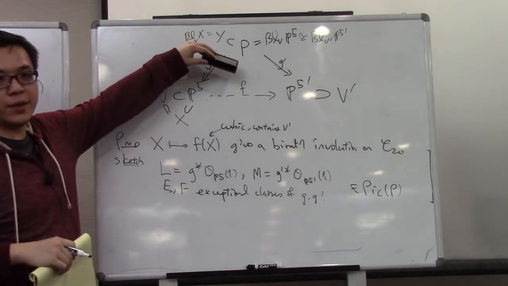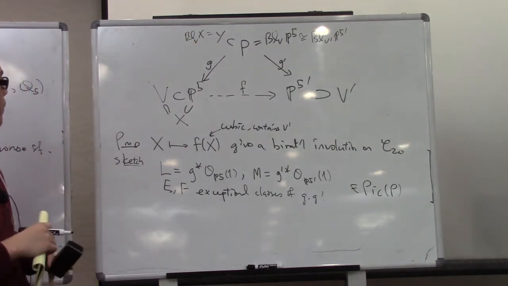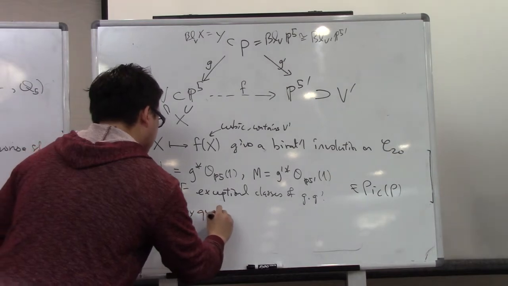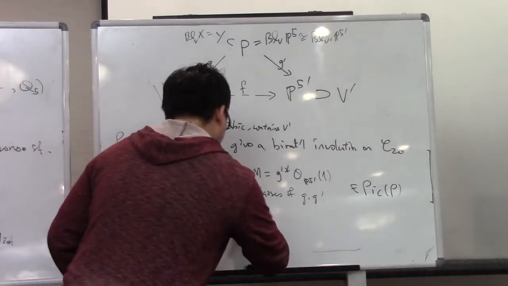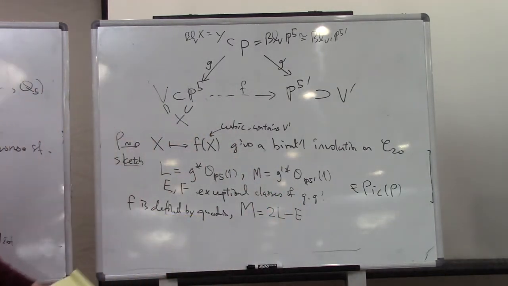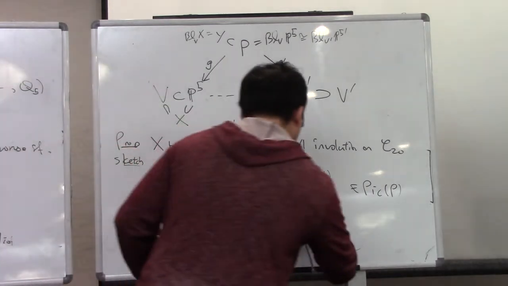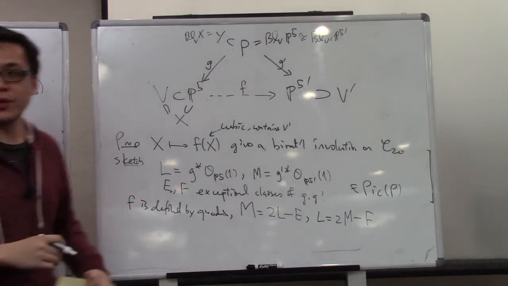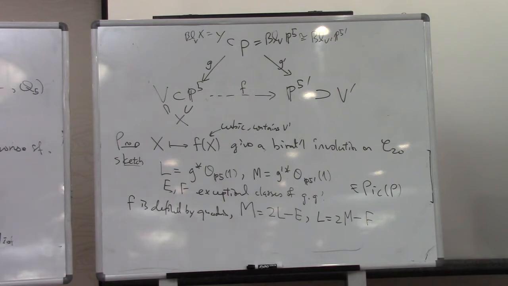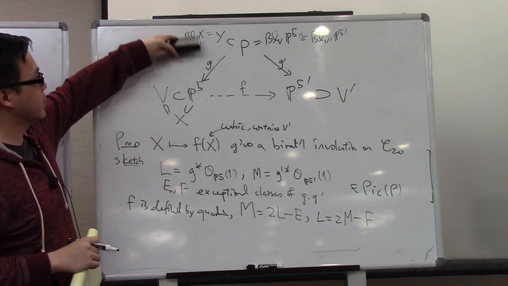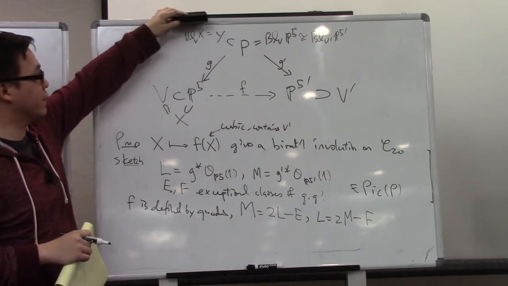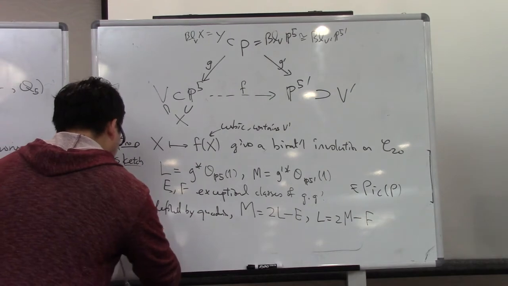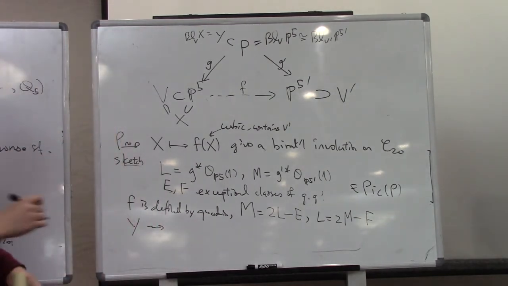Because F is defined by quadratics, we have M equals 2L minus E. And similarly, L is 2M minus F, because the inverse is also defined by quadratic polynomials. Now if we look at the class corresponding to Y, because X is a cubic, Y corresponds to the class 3L minus E.